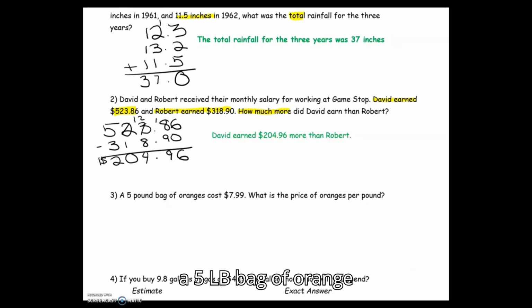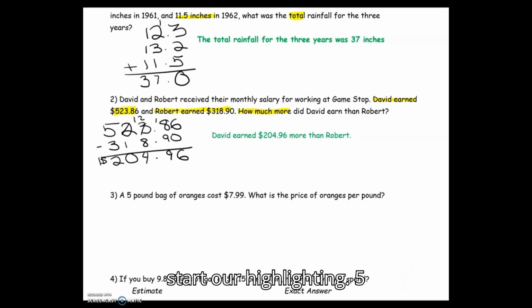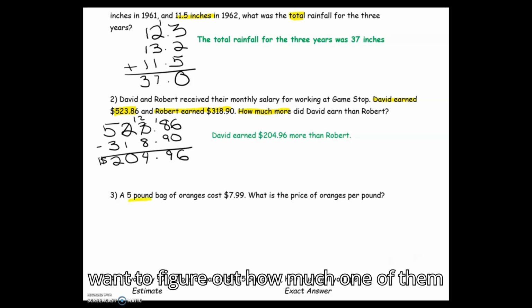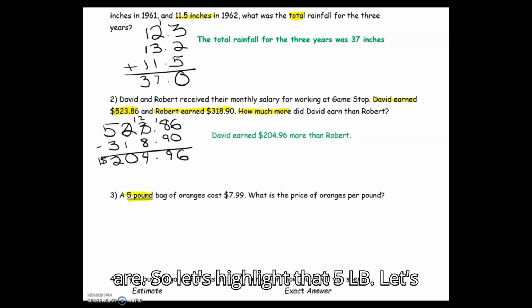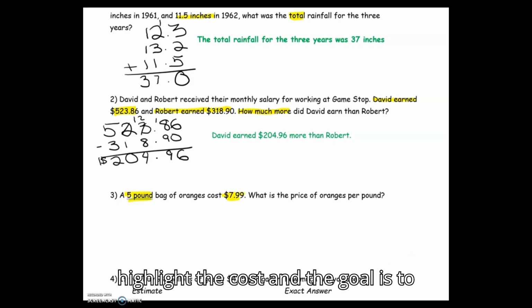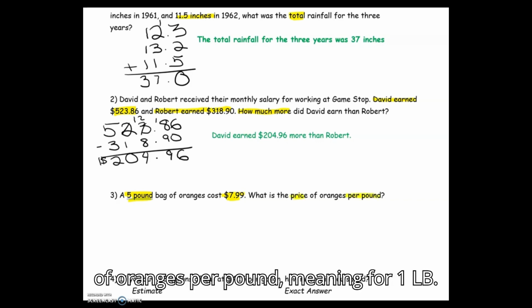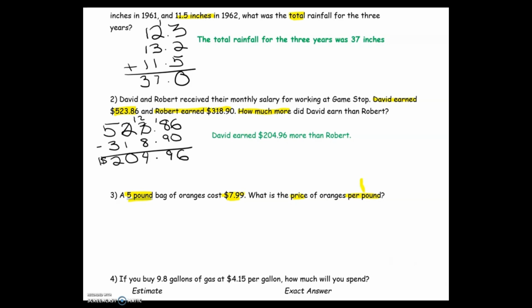A 5-pound bag of oranges costs $7.99. What is the price of oranges per pound? Alright, so let's go again and start our highlighting. 5 pounds of these oranges are $7.99, and we honestly only want to figure out how much one of them are. So let's highlight that 5 pound. Let's highlight the cost. And the goal is to figure out the price of oranges per pound, meaning for 1 pound.